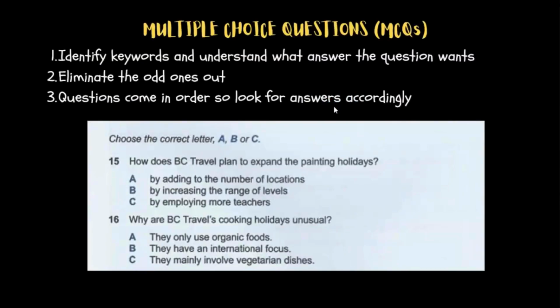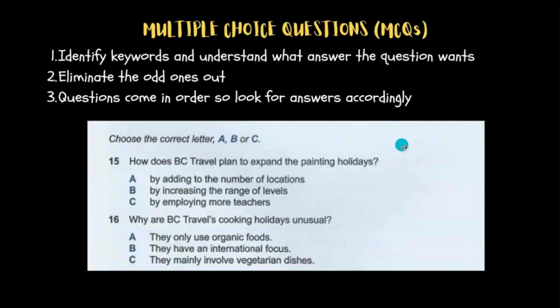Number 3, questions come in order, so look for answers accordingly. This means if the author has spoken about a BC travel plan, expanding painting holidays, there is no way that before expanding the painting holiday, the author would talk about a cooking holiday. There is no way. It would obviously follow the order. MCQs follow order, and we have to keep that in mind.